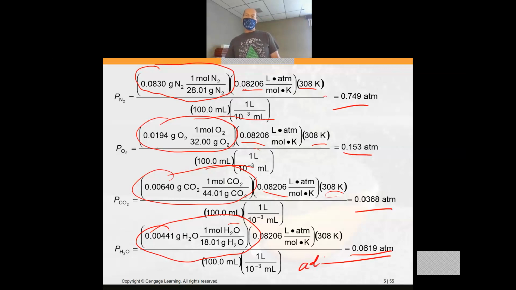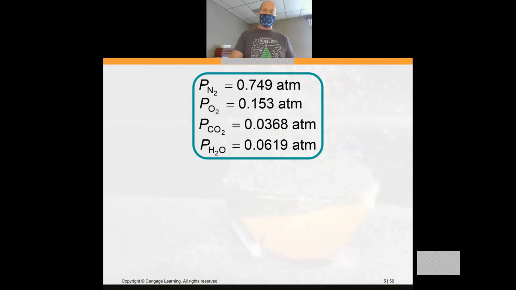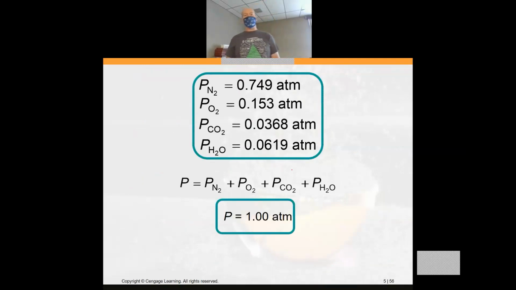And then you add them all up to get pressure total. You add the 0.749 plus the 0.153 plus the 0.0368 plus the 0.0619, and that gives you your total pressure. All right, which in this case is 1 atmosphere, which is the wrong sig figs. You got 3 decimals plus 3 decimals plus 4 decimals plus 4 decimals. You need to have 3 decimals.